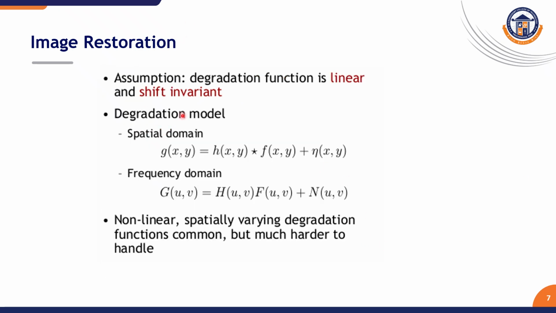The degradation function is linear and shift invariant. The degradation model in the spatial domain is small g of x comma y equal to h of x comma y convolved with f of x comma y plus eta of x comma y. It is shift invariant. In the frequency domain, it is capital G of u comma v equal to H of u comma v times F of u comma v plus capital N of u comma v. Nonlinear, spatially varying degradation functions are common, but much harder to handle.